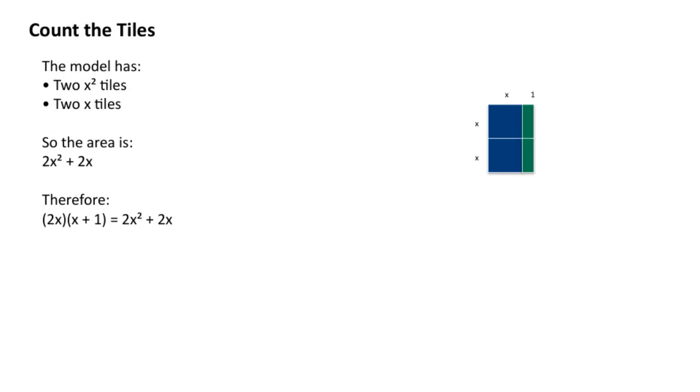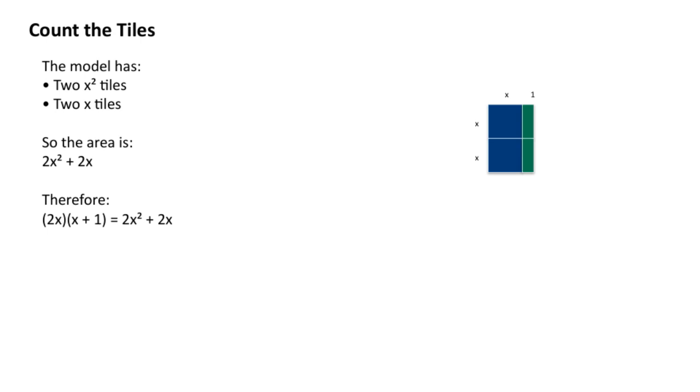All right, let's look at what this model shows us. We have two x squared tiles, which represent the term 2x², and 2x tiles, representing the 2x term. When we add these together, we get the total area as 2x² plus 2x.